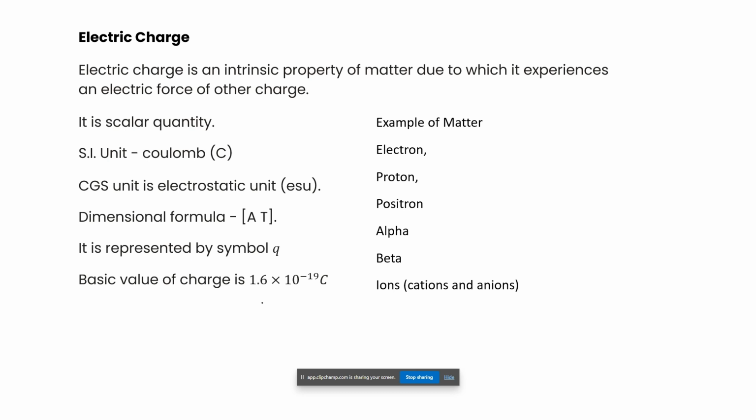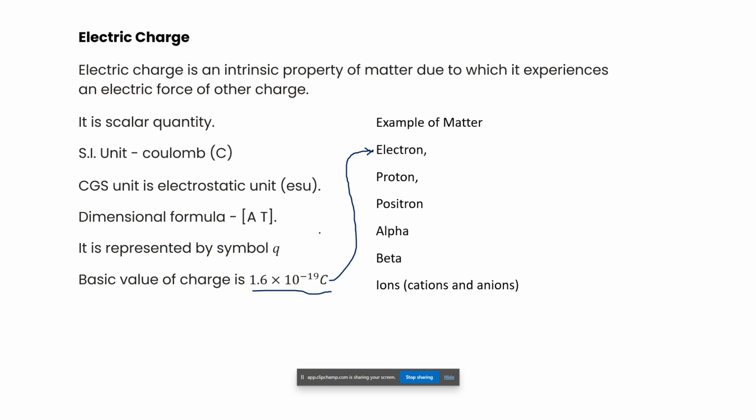Now this basic value of a charge is 1.6 into 10 raised to minus 19 coulomb. So whose value is it? The basic value of a charge. So how did they find it? They found that the lowest or smallest charge in an atom or molecule or in matter or substance is that of the electron. It is experimentally measured and found to be 1.6 into 10 raised to minus 19 coulomb. So that's why it is the basic or lowest value of a charge.